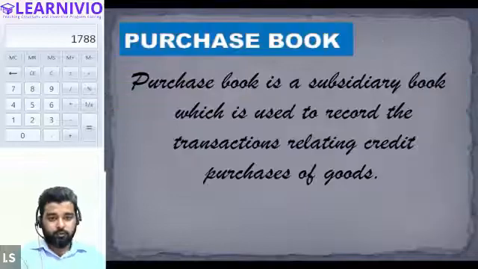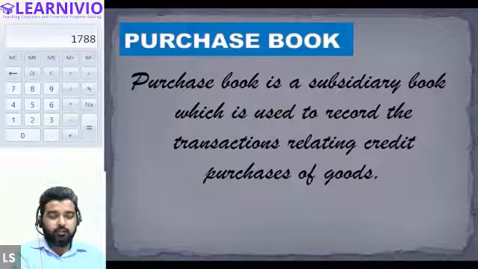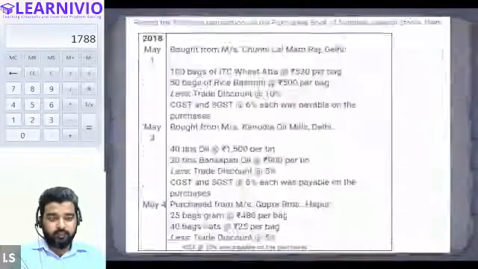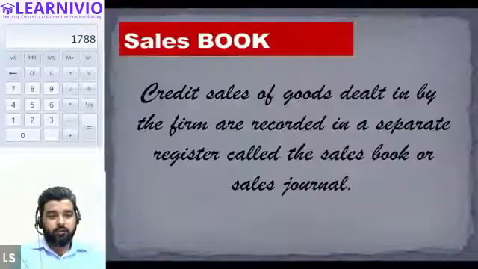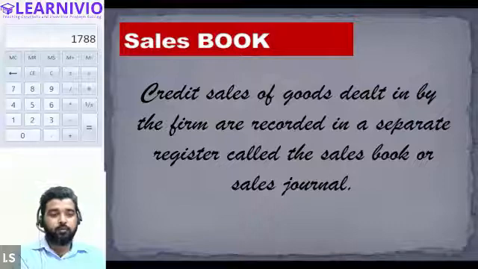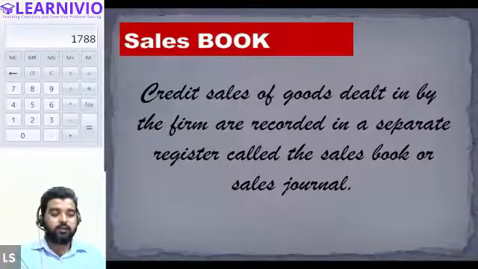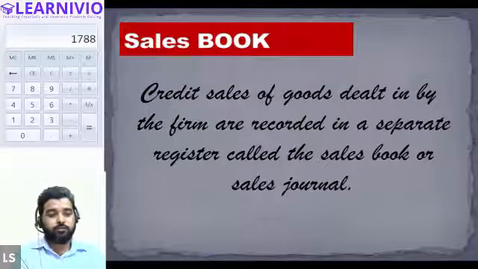First of all, in this chapter, we discussed the purchase book, and I told you that the purchase book basically records the transactions relating to credit purchase of goods in which we deal. After that, we did a few questions based on the purchase book. Then we understood the concept of the sales book, which also records the transactions related to sales of goods in which we deal, and those goods must be sold on credit basis.